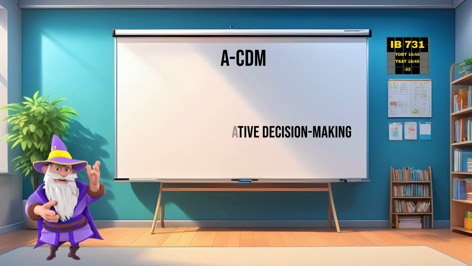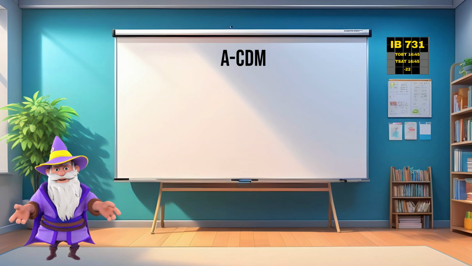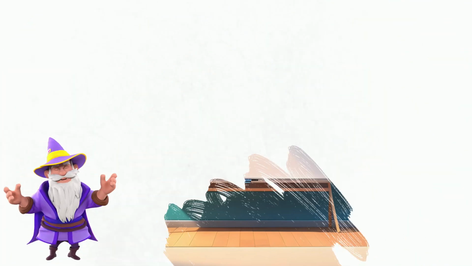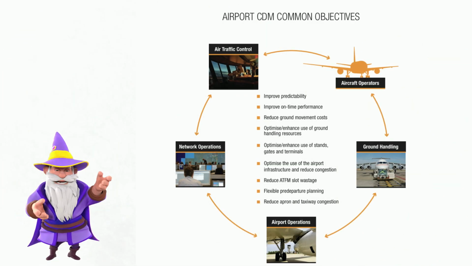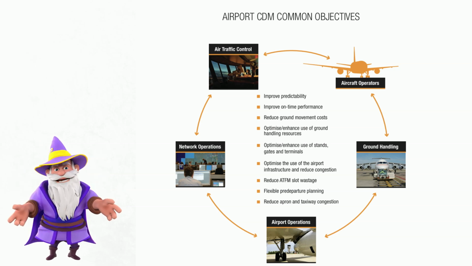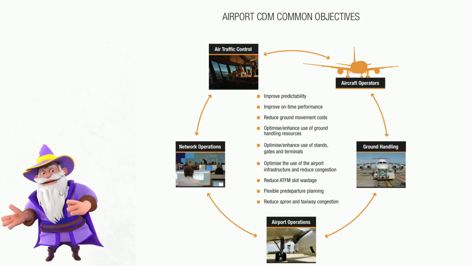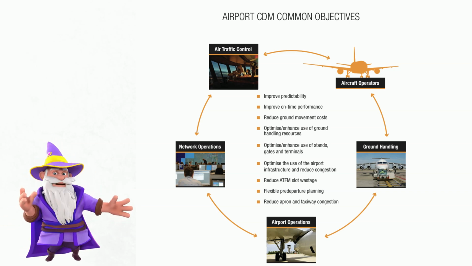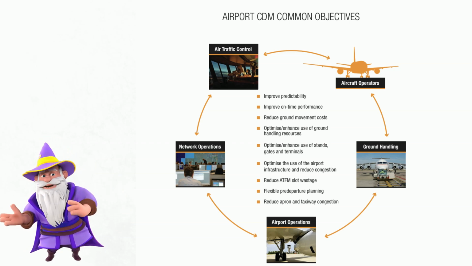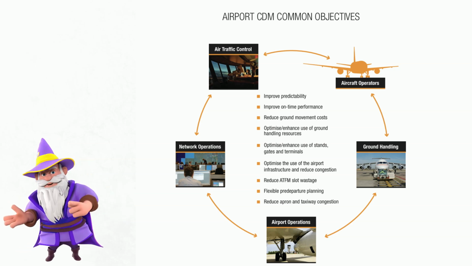Airport Collaborative Decision-Making is an essential concept for pilots operating in Europe. A-CDM aims to improve efficiency and predictability by enhancing the collaboration between airports, airlines, ground handlers, and air traffic control. We'll explain the key elements of A-CDM, including TSAT, TOBT, EOBT, slot management, and how they all tie into air traffic flow and capacity management under Eurocontrol.